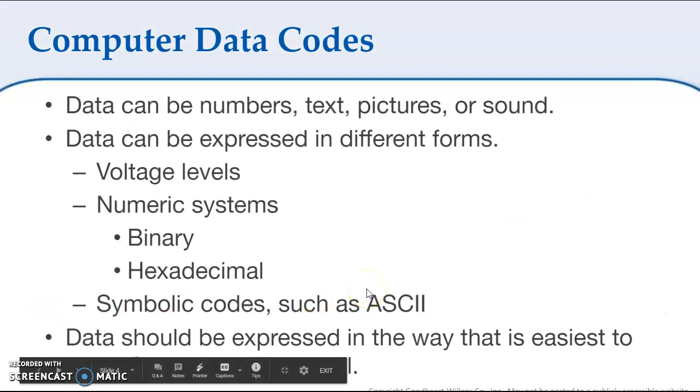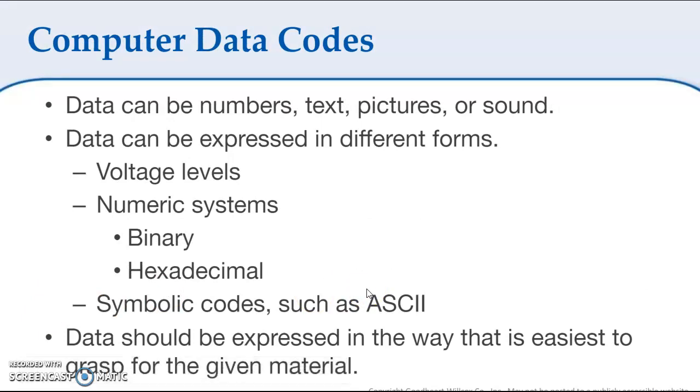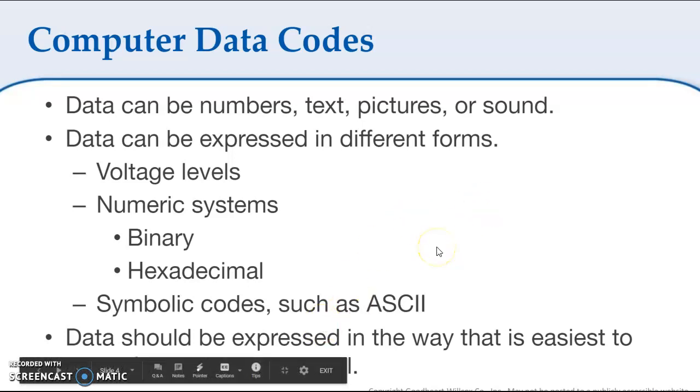Computer data codes. Now, these binary numbers, represented by ones and zeros, can translate into numbers, text, pictures, or even sound. Data can be expressed in different forms. We could be talking about voltage levels, numeric systems, which is the binary and hexadecimal system, which we will actually practice using, as well as symbolic codes, such as the ASCII code. Data should be expressed in a way that is easiest to grasp for the given material.